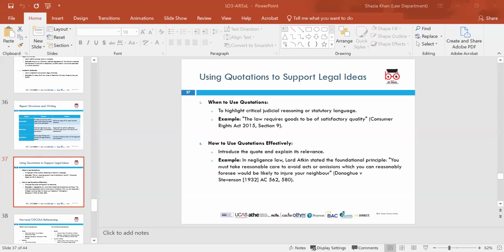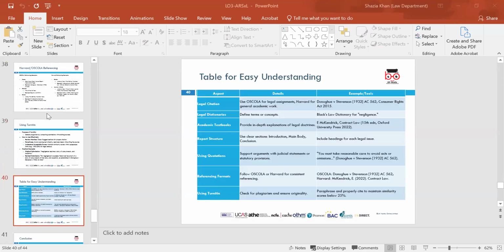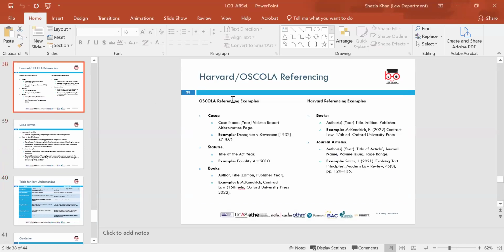An example here is in negligence law, where Lord Atkin stated the foundational principle, and then in quotation marks: you must take reasonable care to avoid acts or omissions which you can reasonably foresee would be likely to injure your neighbour, from Donoghue v Stevenson, 1932. And then the next slide is looking at Harvard and OSCOLA referencing.